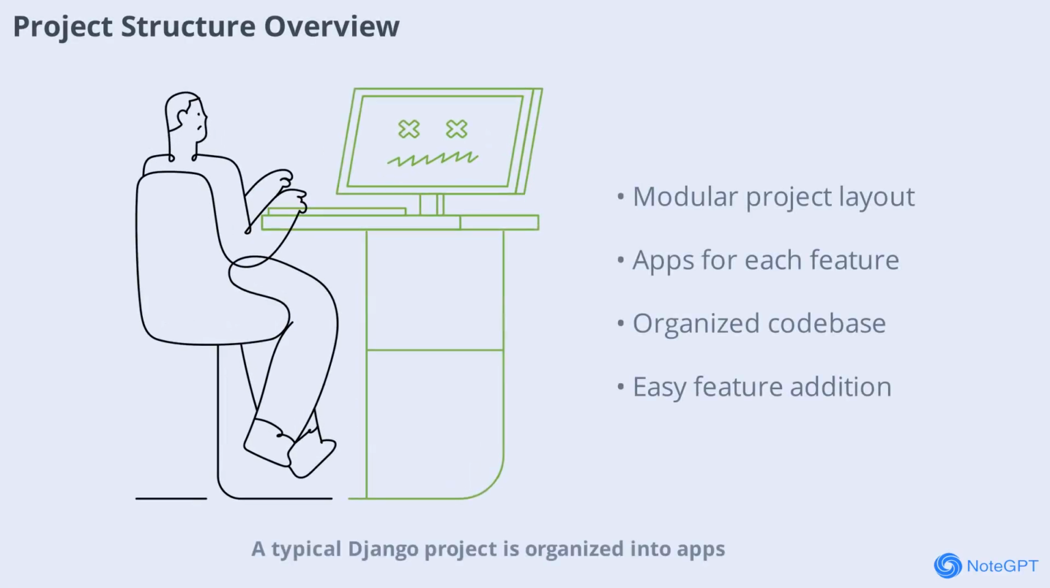A typical Django project is organized into apps, each responsible for a specific feature or section of your site. This modular structure keeps your code organized and makes it easy to add new features. Understanding the project layout is key to working efficiently with Django.